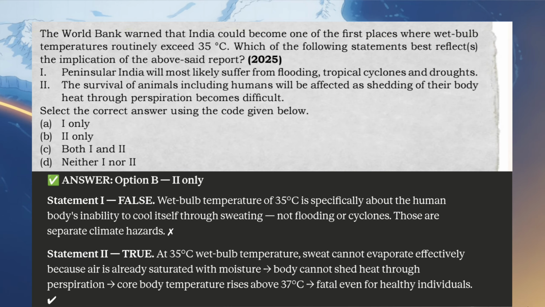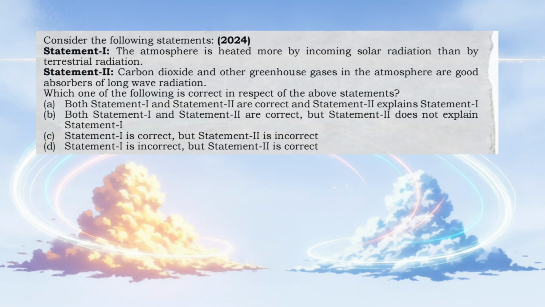Answer, Option B, 2 only. Statement 1 false. Wet bulb temperature of 35 degrees Celsius is specifically about the human body's inability to cool itself through sweating, not flooding or cyclones. Those are separate climate hazards. Statement 2 true. At 35 degrees Celsius wet bulb temperature, sweat cannot evaporate effectively because air is already saturated with moisture. Body cannot shed heat through perspiration. Core body temperature rises above 37 degrees Celsius, fatal even for healthy individuals. Answer B.